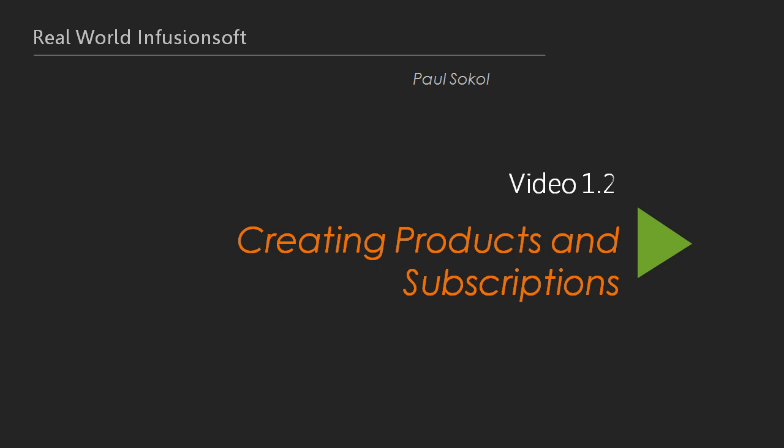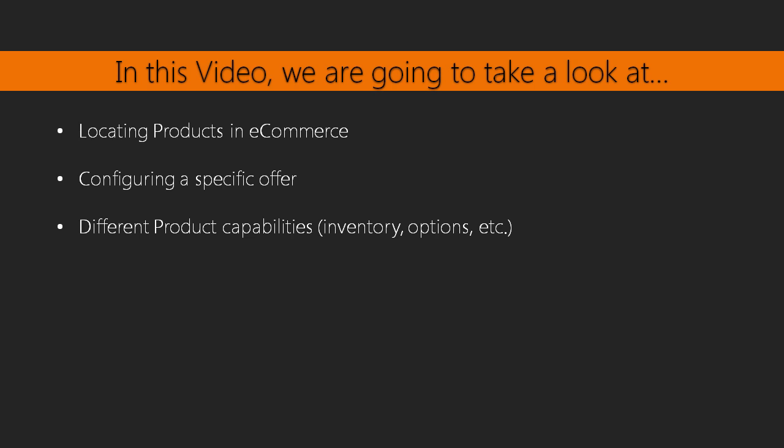Now, as the title implies, there's actually two types of product. The first type is a single purchase product, such as a consumable, a one-off service, or a digital asset. The second version is for a recurring purchase product, such as a program subscription or a monthly service. So in this video specifically, we're going to look at locating products in e-commerce, configuring a specific offer, and then we're going to look at all the different options and bells and whistles that are available to us.